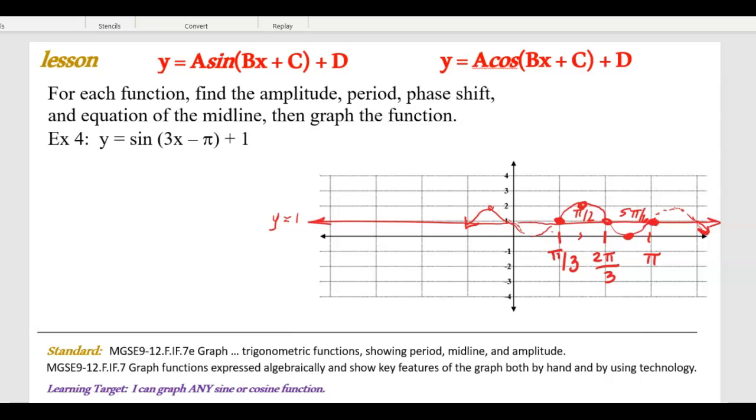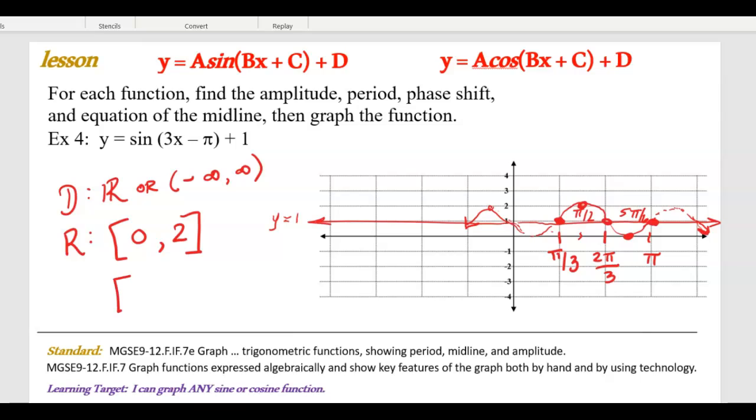Okay, so let's actually write that out. The domain, of course, is all real numbers, or negative infinity to infinity. But the range is now the d value plus a, which is 2, and the d value minus a, which is 1 minus 1, which is 0. And you notice the graph will go down to 0 and up to 2 over and over.